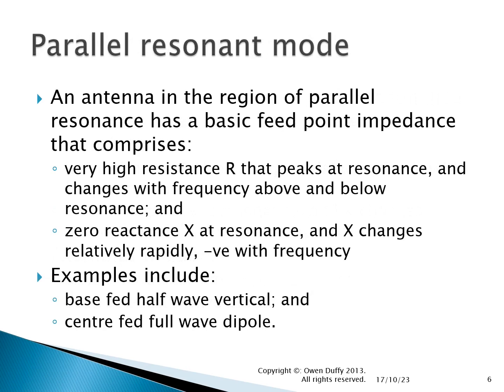An antenna in the region of parallel resonance has a basic feed point impedance that comprises very high resistance R that peaks at resonance and changes with frequency above and below resonance, and zero reactance X at resonance, and X changes relatively rapidly, negatively with frequency. Examples include a base-fed half-wave vertical and a centre-fed full-wave dipole.